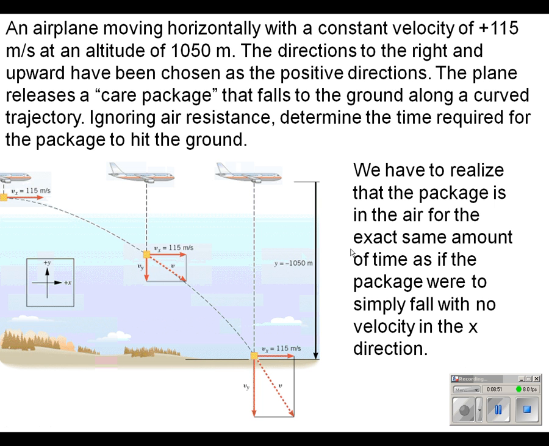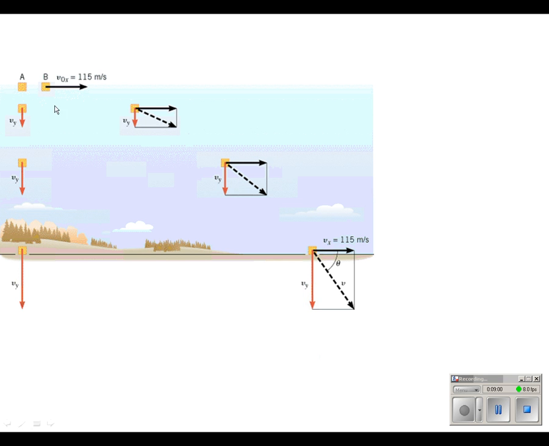So we're going to realize that the package is in the air for the exact same amount of time as if the package were to simply fall with no velocity in the x direction. If you look at this picture here, A is the care package being dropped straight down, and B is the care package having an x velocity, but they both hit the ground at the exact same time. So you just treat this problem as if it's a free fall, just as if it's being dropped, and you find the time.